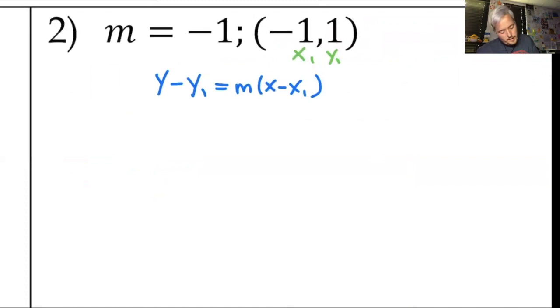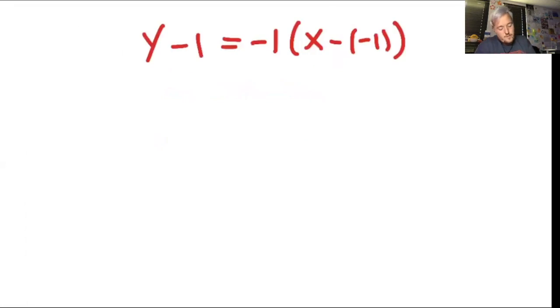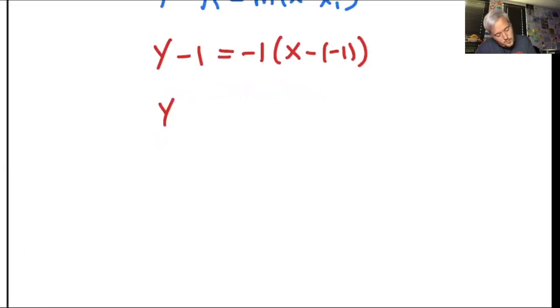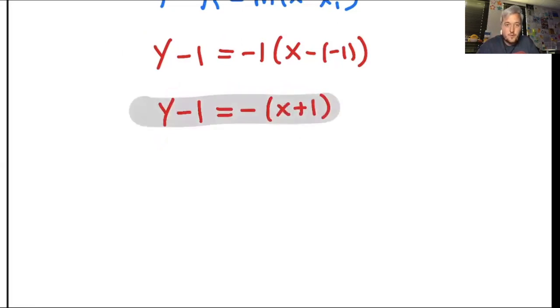All right, so y minus positive 1 equals slope of negative 1 parentheses x minus negative 1. We have a couple things that we can simplify here. So y minus 1 equals negative parentheses x plus 1. So this is our point slope form, but now we're going to convert this into slope intercept form.